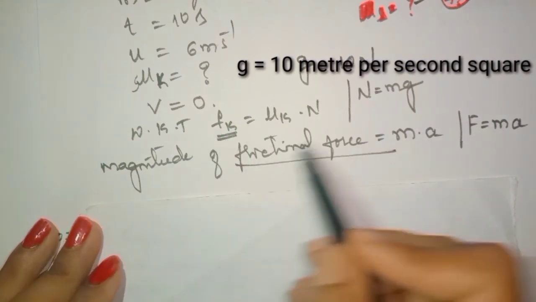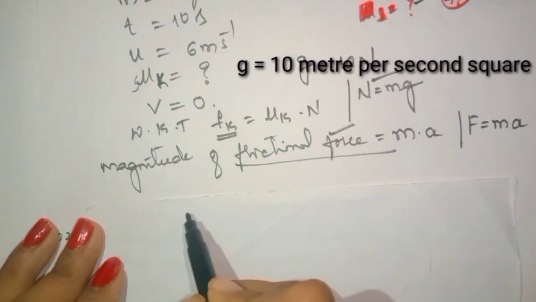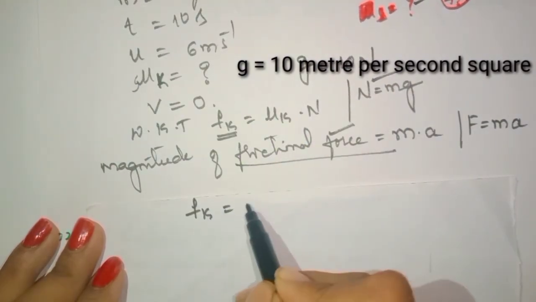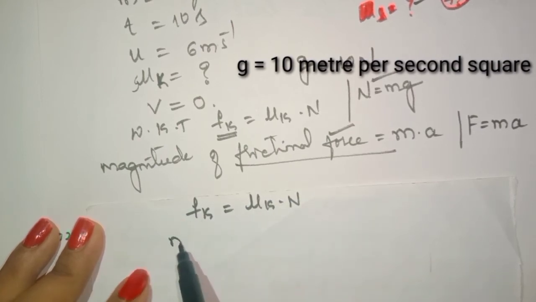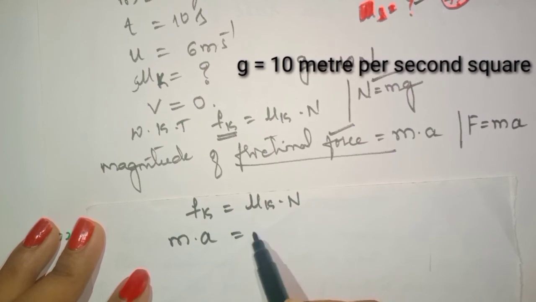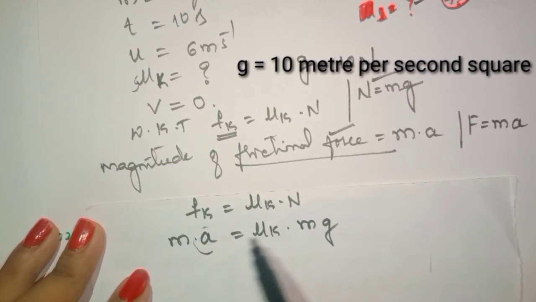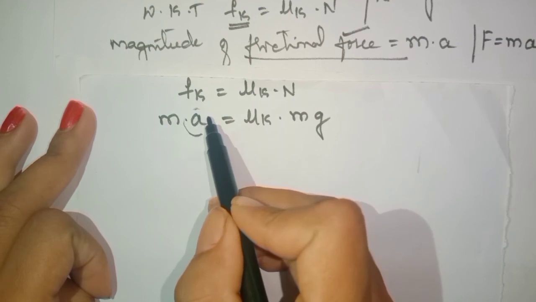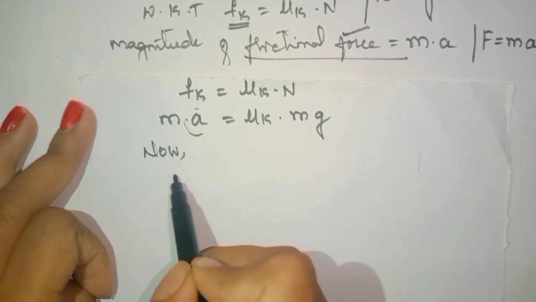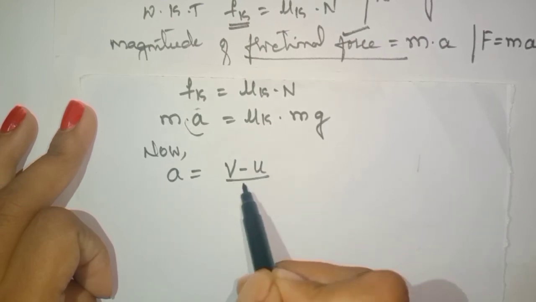So let's substitute all the values of Fk and N. Then what happens to this equation? Check it out. Fk is equal to mu k into N, right? In the place of Fk, I'll write m into a, which is equal to mu k into mg. Okay, now I want to calculate this acceleration to calculate mu k. So acceleration can be calculated using the kinematic equation, using the formula v minus u divided by t.